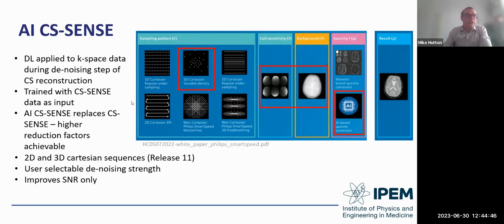In effect, when you're using AI CS SENSE, you select it in place of CS SENSE in most cases, and you should be able to achieve higher reduction factors through the improved denoising from the AI-based denoising. It's applicable to 2D and 3D Cartesian sequences at the moment, so that's in release 11. There's a user selectable denoising strength, as with other vendors as well. But this improves SNR only, so it doesn't improve the resolution in an image. It only acts to improve the SNR in that image.